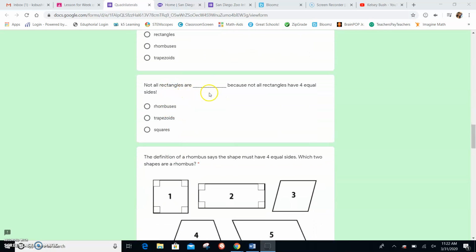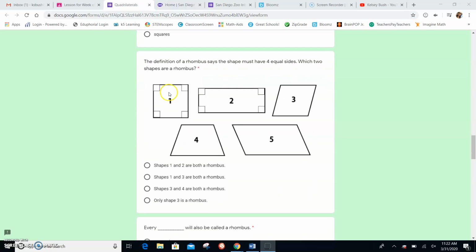Not all rectangles are blank because not all rectangles have four equal sides. Not all rectangles are rhombuses. Not all rectangles are trapezoids. Not all rectangles are squares. The definition of rhombus says the shape must have four equal sides.